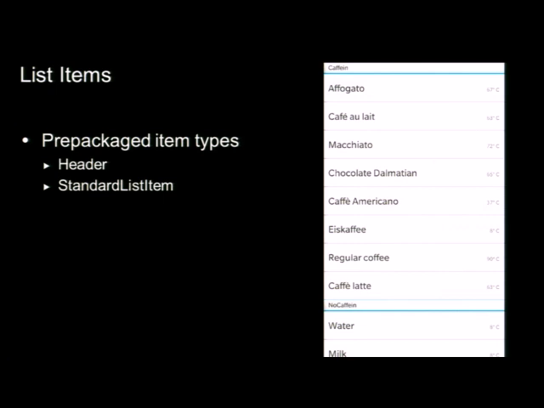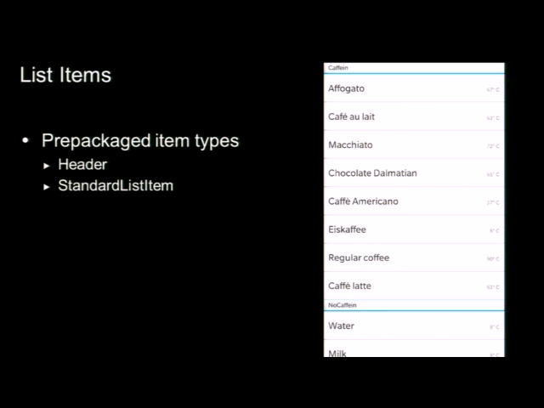And this standard list item can be configured in a number of different ways. In addition to just using these labels, as you see here, you can also say that you want to have an image, and that image will pop up in the leftmost side of this list item. So this is something that you can use out of the box. You don't have to say anything about how things should be displayed in the list item, except for providing the text and the image data.